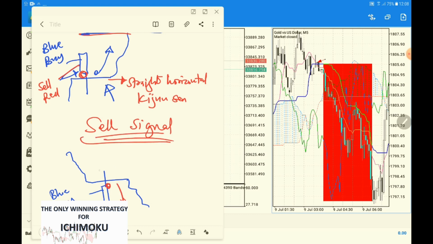Make sure you apply your stop loss here or here, and then ride it till another confluence that I didn't talk about.